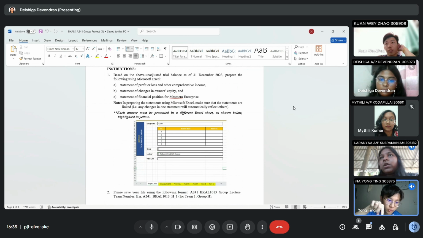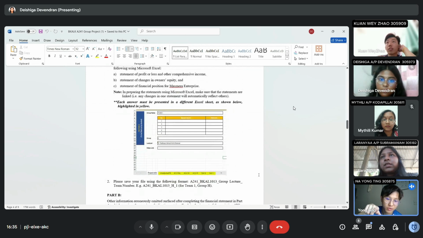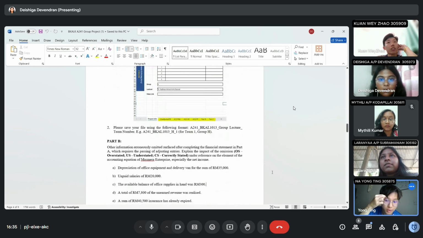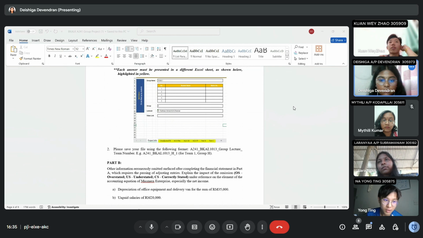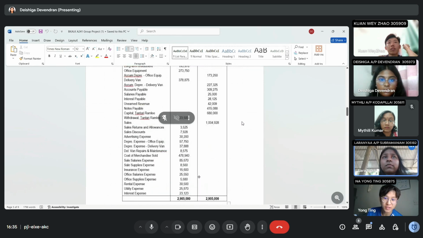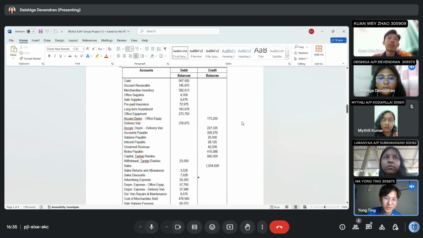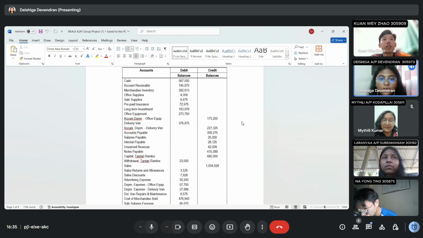Deshika, I think you can scroll the thing you're presenting and show the amount so that the lecturer knows what amount we are talking about. Scroll up a bit, the one with the unadjusted trial balance. Is that the answer? No. Just scroll on top. This one? Yeah, this one. So that the lecturer will know which amount you're talking about. Okay.